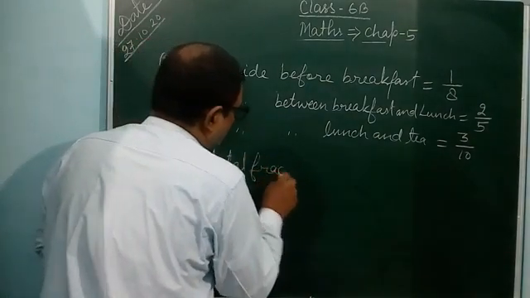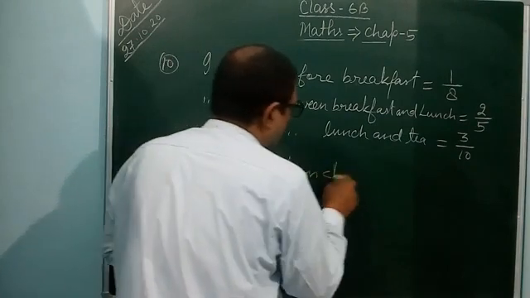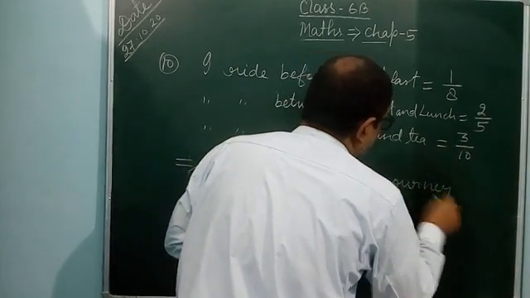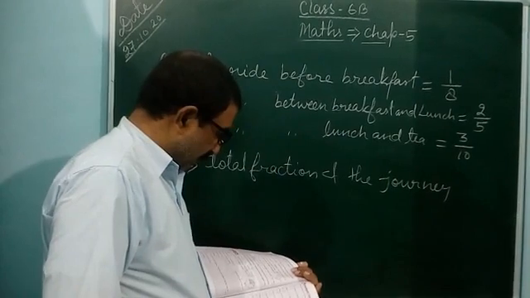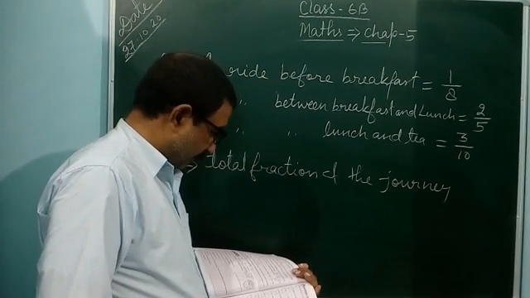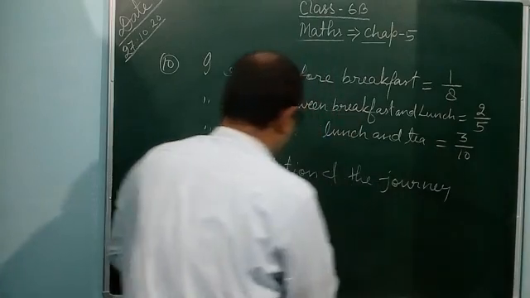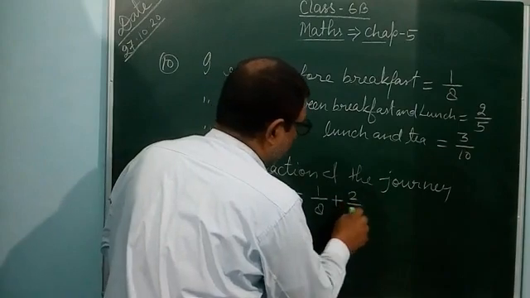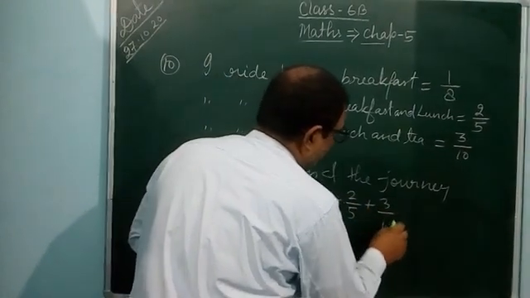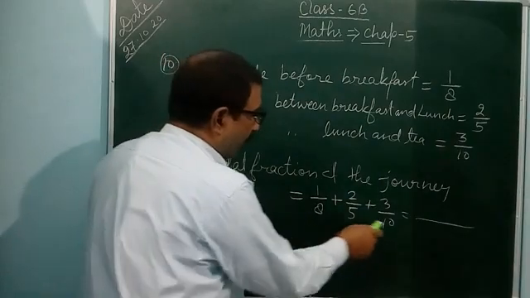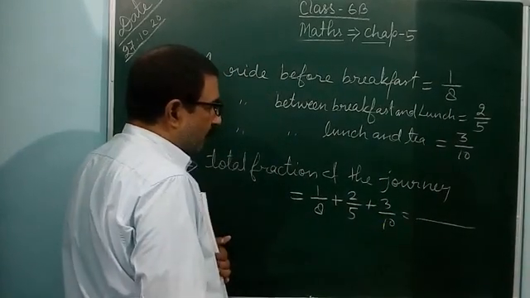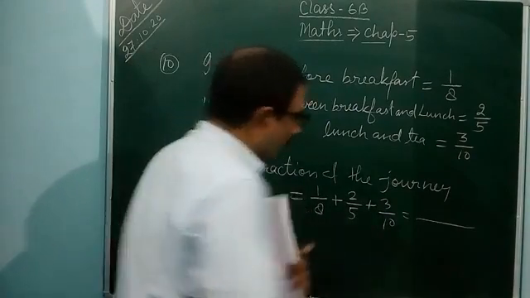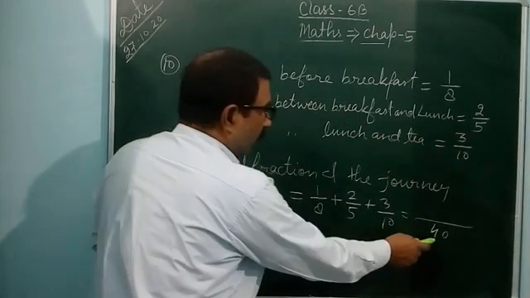Total fraction of the journey. Firstly find out 1 by 8 plus 2 by 5 plus 3 by 10. So the LCM of 8, 5 and 10 will be 40. So 40 divided by 8.